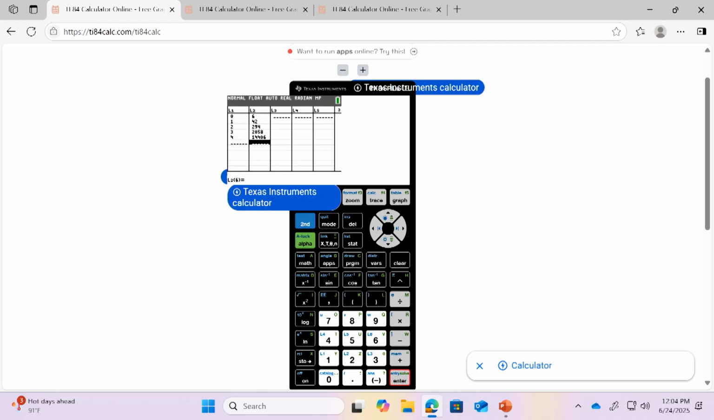So I'm going to go back to stat, go to the right to calculate, and this is my exponential regression. I'm going to go all the way down to 0, exponential regression. Press enter. L1 and L2 are in the proper places. And I'm going to do calculate. And it tells me what is A and B.